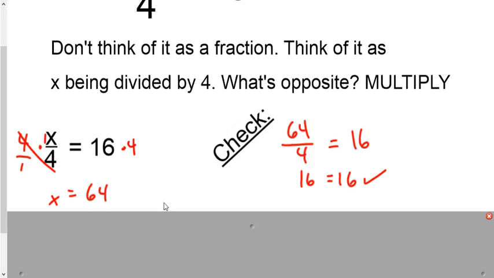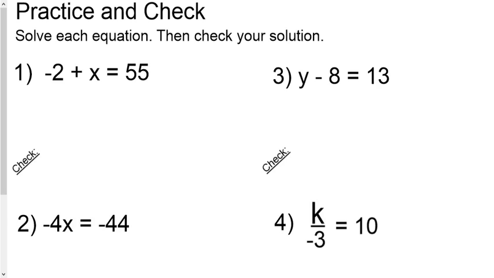Now, that being said, let's go through and do a practice and check to see if you can do it on your own. Here's 4 problems. Go ahead and check them, because I'll check all of them for you. And when you're ready, hit play, and we'll see how you did. These are the 4 basic types of one-step equations you'll see.